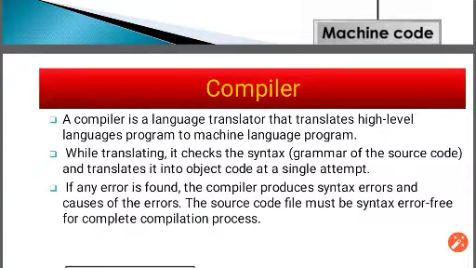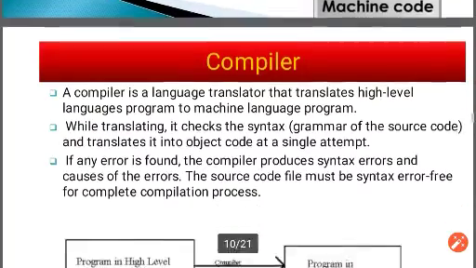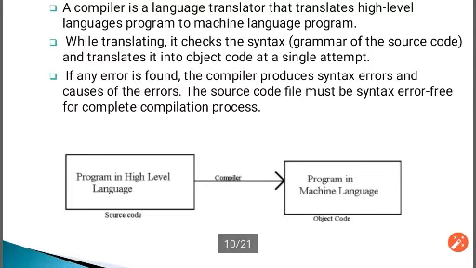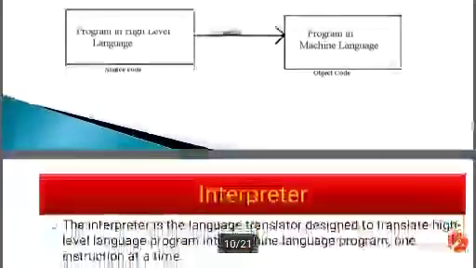Now the next one we have got is compiler. It is again a language processor or a translator which converts the high level languages to the machine language, but it does not convert the assembly language. While translating, it checks the syntax and translates into the object code, that is the machine code. In a single attempt, it will read the whole source code thoroughly and convert it into the machine code. Now we can see how it is converting the program in high level language, the source code, reading it thoroughly and converting it to the machine code, that is the object code.